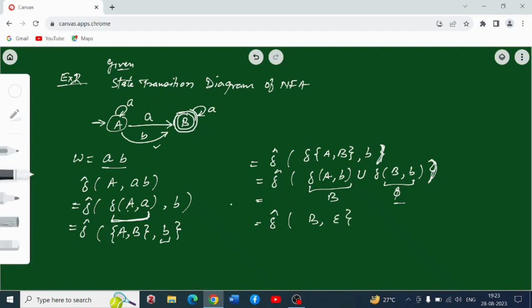That is, both a and b are consumed. Now we are left with epsilon. From the property of the transition function, we know that the outcome of this transition would be B itself. As B belongs to the final state set, therefore this input string is accepted by this NFA. Hope this example is clear to you.